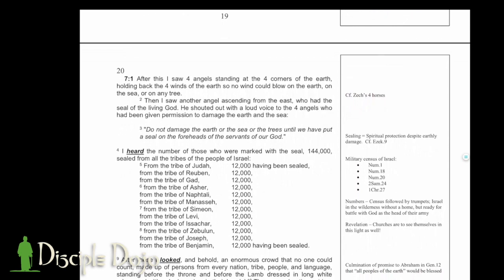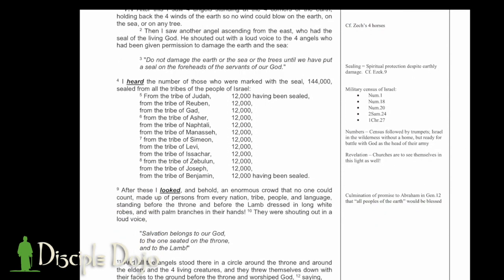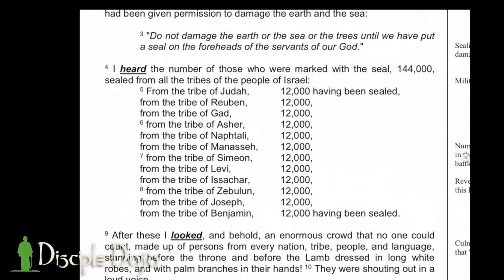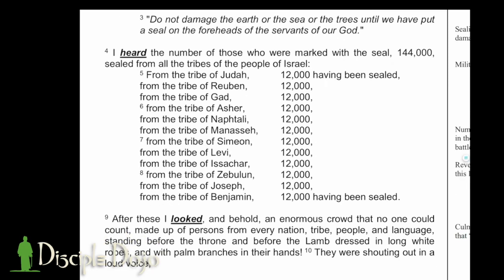So when we get to chapter 7, there's this scene where John is told the number of those who are going to be sealed to preserve him from what he's about to see. And he says, I heard the number of those who were marked, 144,000. And then what he hears is actually an Old Testament military census. In the Bible, this comes from the book of Numbers, but in other places, it's a census of the fighting men of Israel. And so I've structured the text to reflect that.